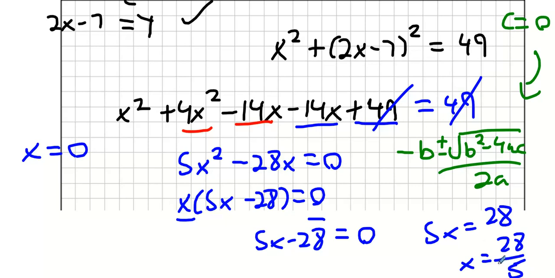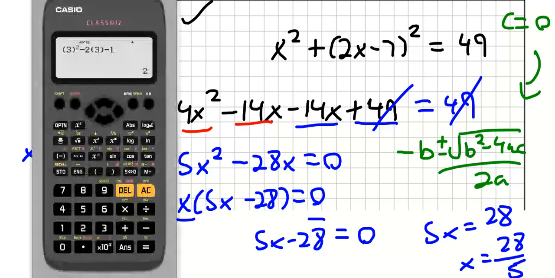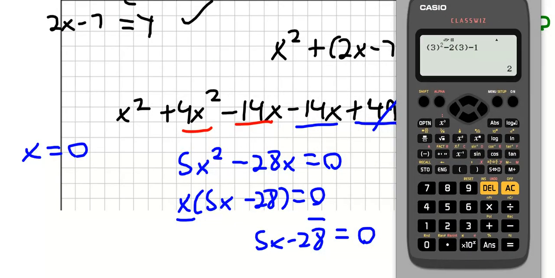Is that okay with you guys? All right. Cool. Now, if I was just to take out the calculator for the minus b, it would be minus b, which would be 28, plus or minus the square root of minus 28 squared minus 4ac, so that's going to be 4 times 5 times 0, all over 2a, so 2 times 5, and we got 28 over 5, which is 5.6, and the other answer is quite simply 0.